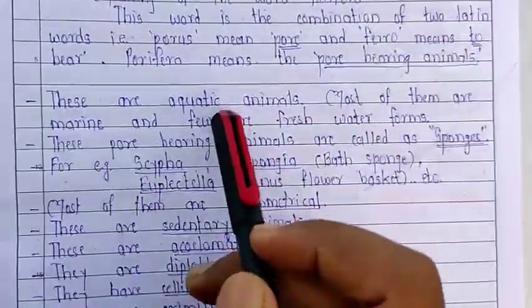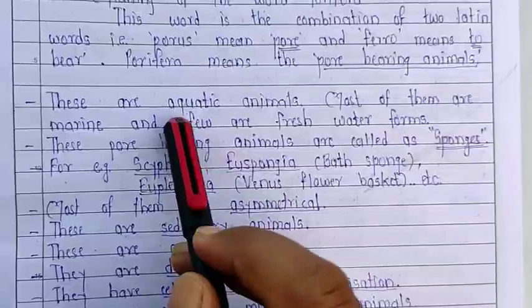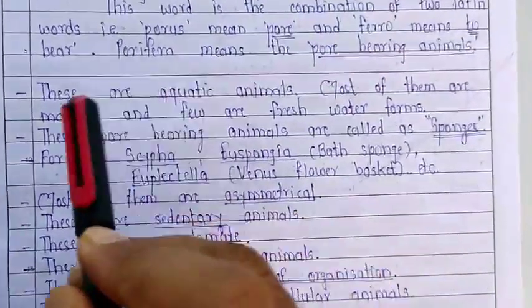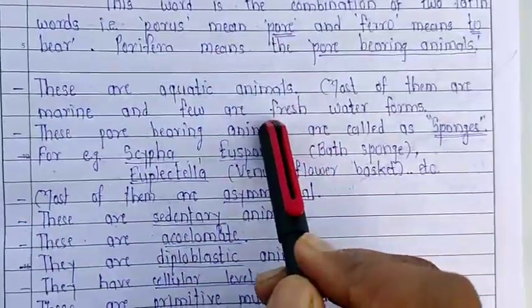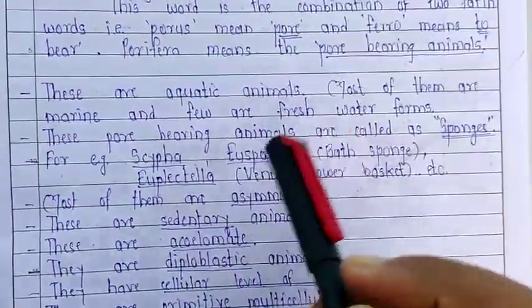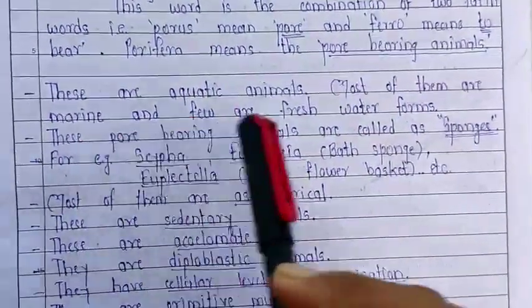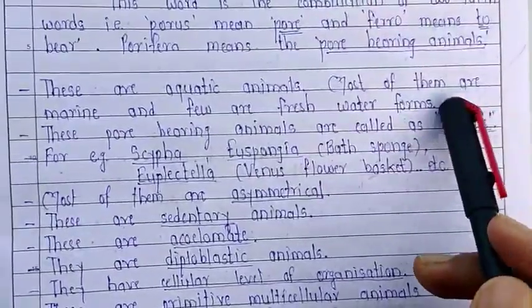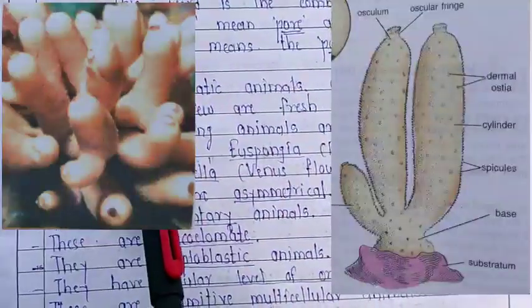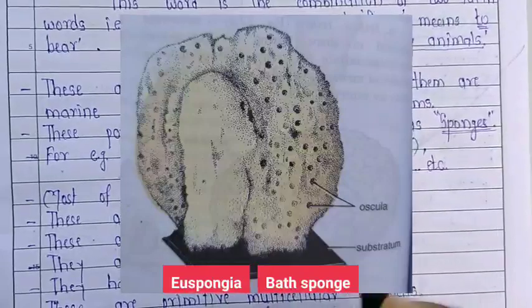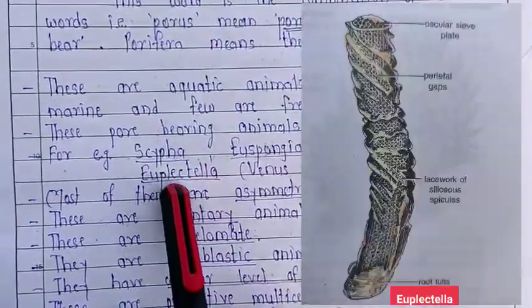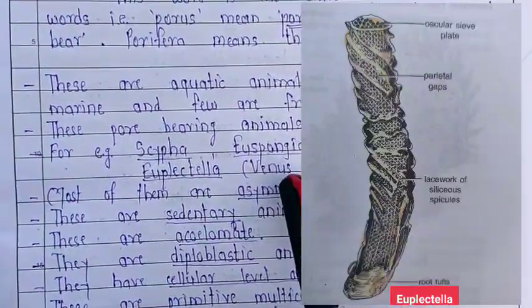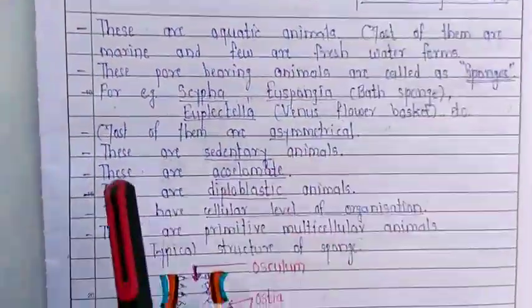The first characteristic of sponges is that they are aquatic animals. Most of them are marine. They are found in seawater and only a few species are freshwater forms. These pore-bearing animals are known as sponges. Examples: Scypha, Euspongia, which is commonly known as bath sponge, and Euplectella, which is commonly known as Venus flower basket.